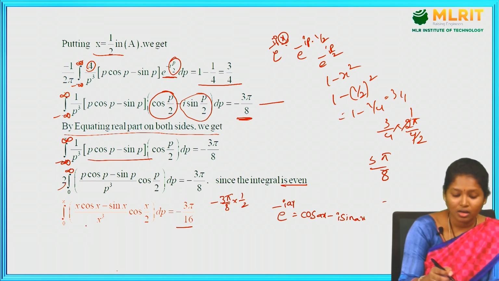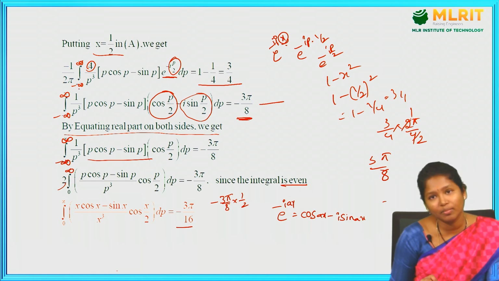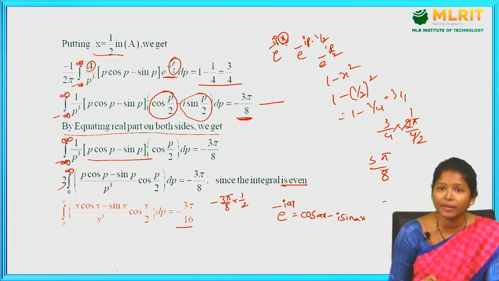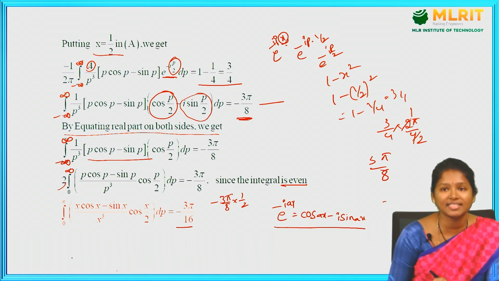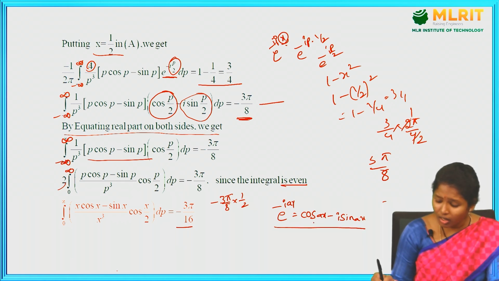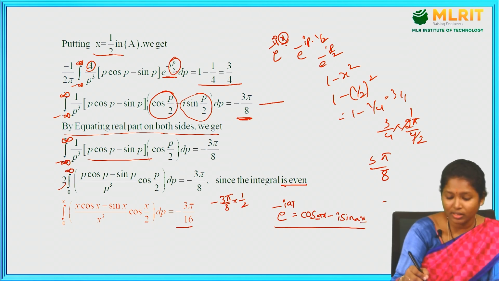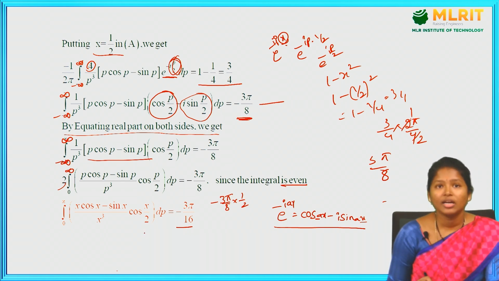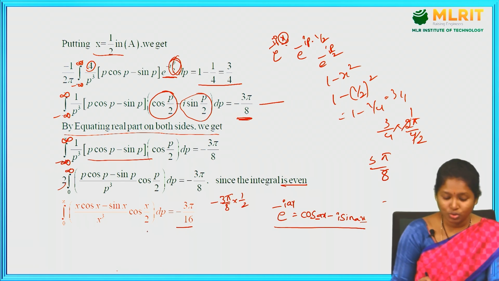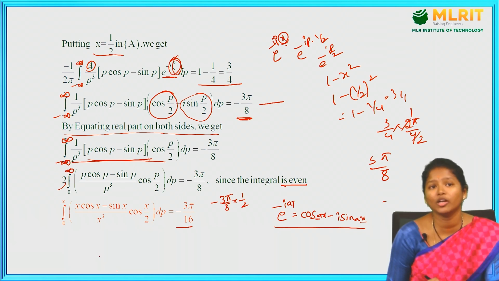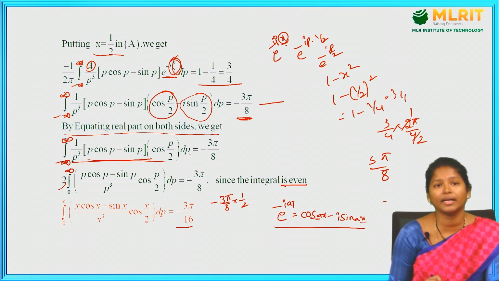I will get minus 1 by 2 pi integral from minus infinity to infinity of 4 by p cube (p cos p minus sin p) e power minus ip by 2 dp. This is in the form of e power minus ix, so I am substituting x as p by 2. Here also in the place of ax I am substituting p by 2. Next I am equating only real parts. So I get the integral from minus infinity to infinity of 1 by p cube (p cos p minus sin p) cos p by 2 dp equals minus 3 pi by 8.